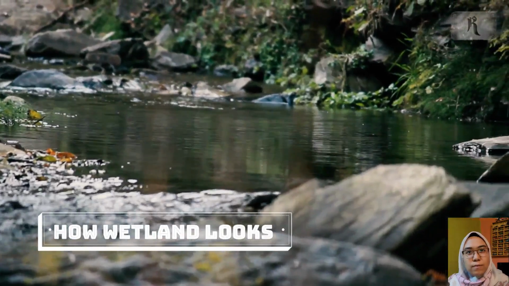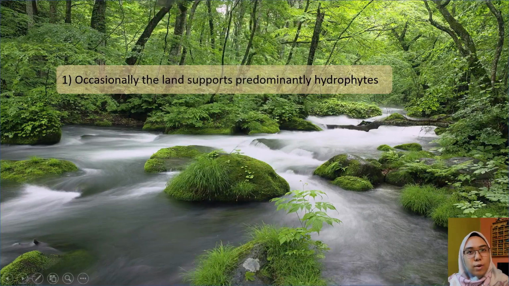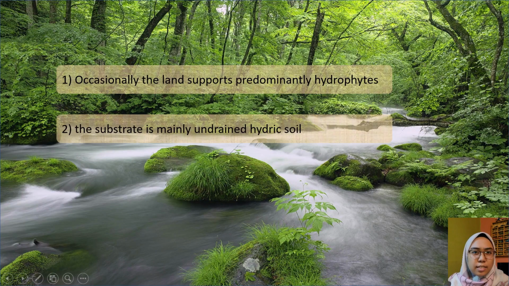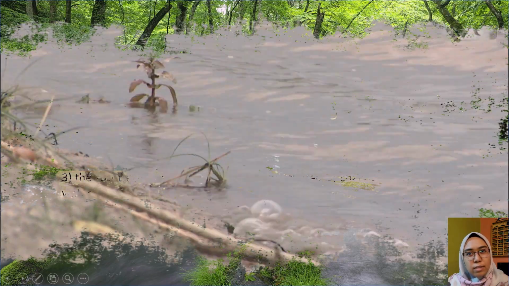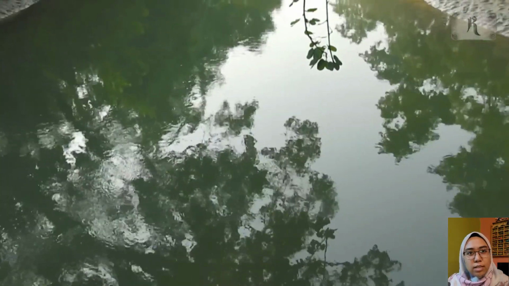One or more of the following characteristics. Occasionally, the land supports predominantly hydrophytes. The substrate is mainly undrained hydric soils, and the substrate is saturated with water or covered by shallow water at some times during the growing season of each year.